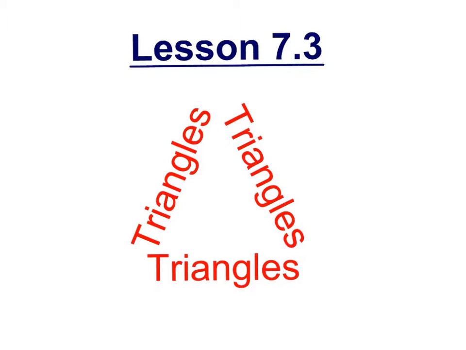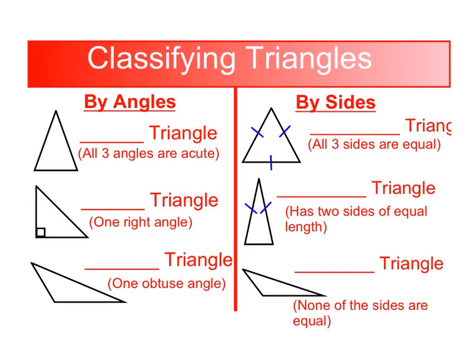Lesson 7.3, Triangles. We can classify or name triangles based on their angles or their sides. First of all, let's look at how we can name a triangle based upon the angles that we see inside of the triangle. In the top triangle here, we see that we have 1, 2, 3 acute angles. All of these angles are less than 90 degrees. So we would refer to this as an acute triangle.